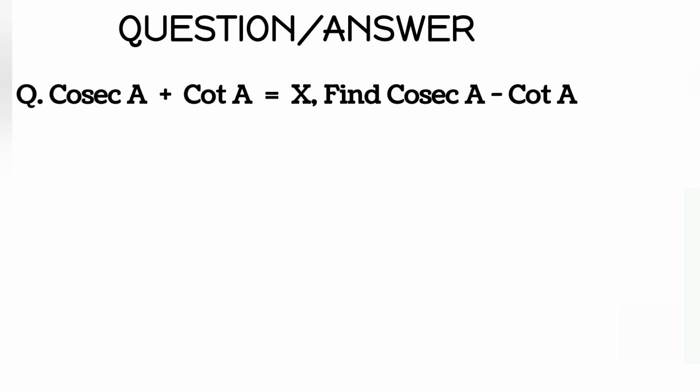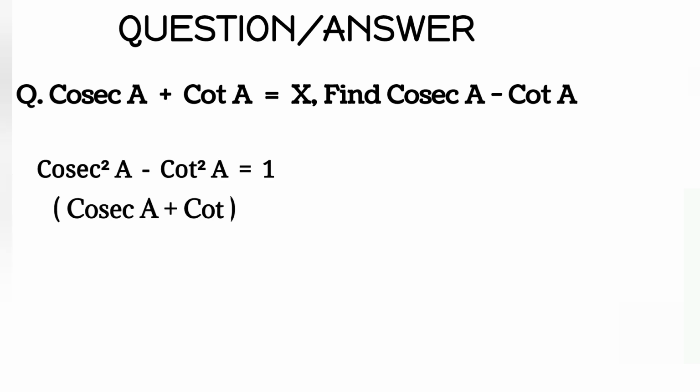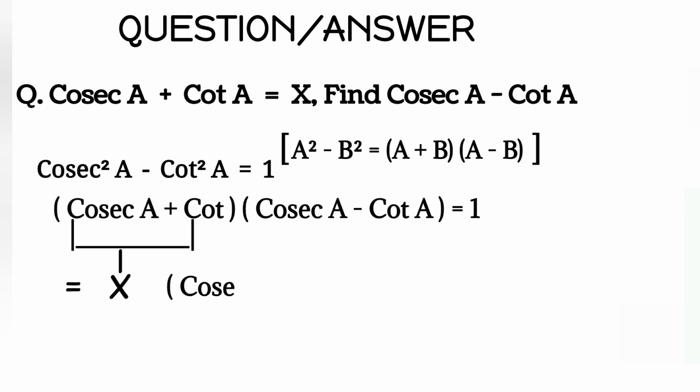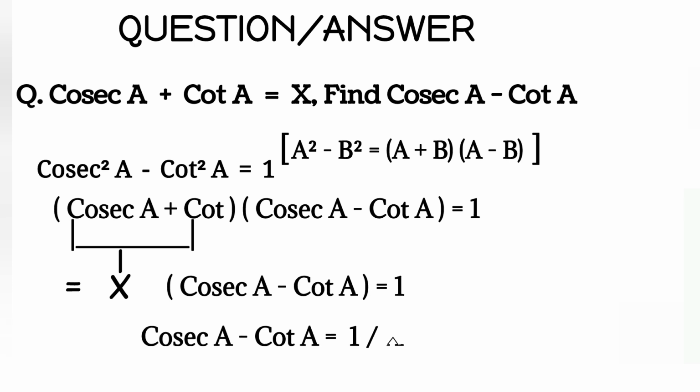Question 1. Cosec A plus cot A equals x. Find the value of cosec A minus cot A. The identity cosec square A minus cot square A equals 1 can be written as cosec A plus cot A into cosec A minus cot A, by using the formula a square minus b square equals a plus b into a minus b. According to the question, cosec A plus cot A is x. So we get x into cosec A minus cot A equals 1. So cosec A minus cot A equals 1 upon x.